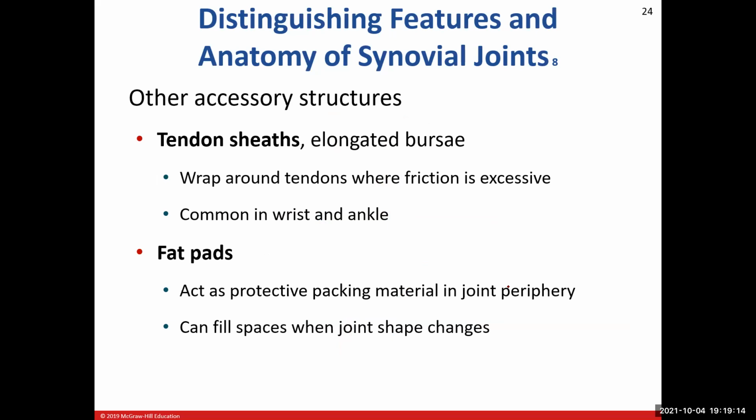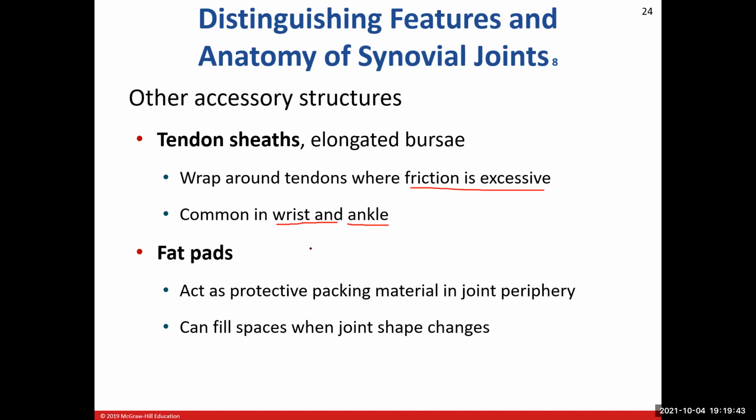And then finally, we've got our tendon sheaths and some of our fat pads. Basically what we've done is we've taken some bursa and we've lengthened them, and we wrap them around these long tendons, especially in our upper extremity, in the wrist, in our fingers, and down by our feet and our ankle there. We wrap them around those tendons where we see a lot of friction going on. And then the functions of fat: cushioning, energy production, insulation.